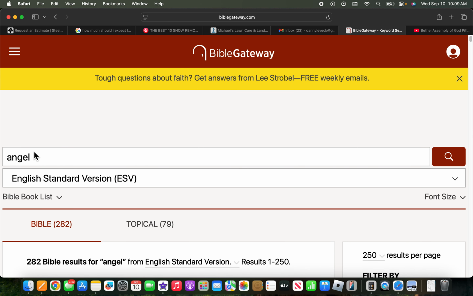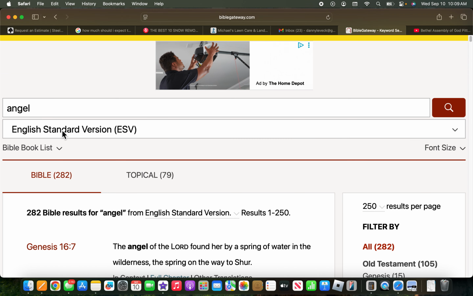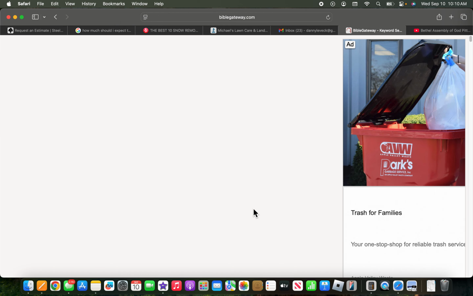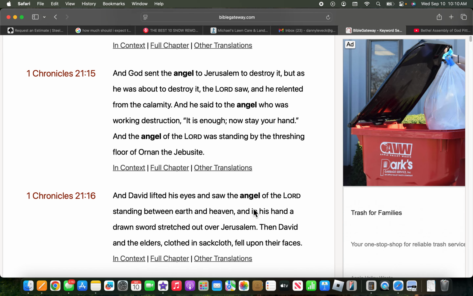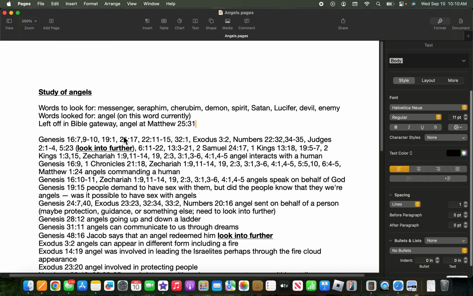You type in the word you want to search for. In this case, less is better. So if we want angel singular and plural, we're just going to put singular, and it'll give me both singular and plural. You'll notice how many times it's mentioned in the Bible, and then we're going to scroll down to where we left off, because we're going to keep notes that the word we're currently working on is angel, and where we left off in the concordance is Matthew 25:31.